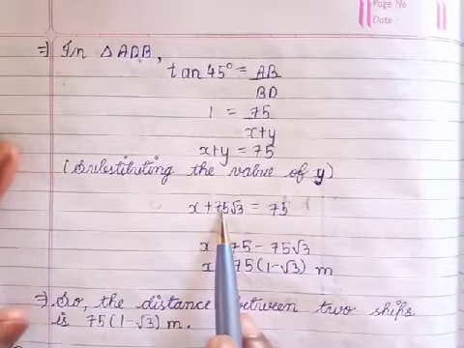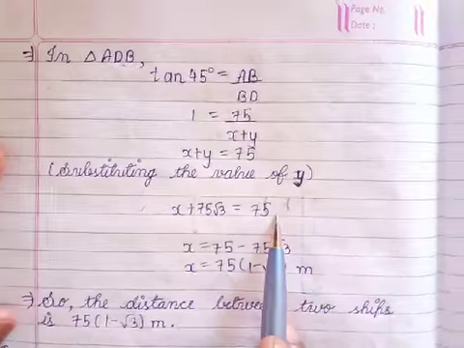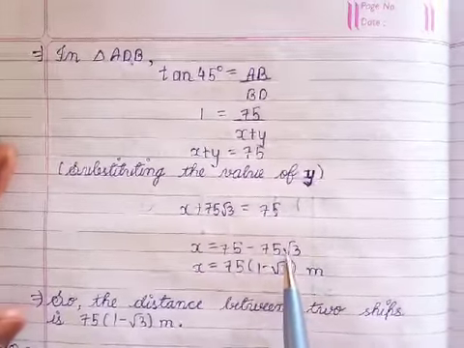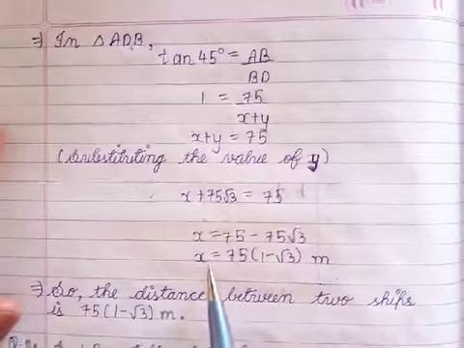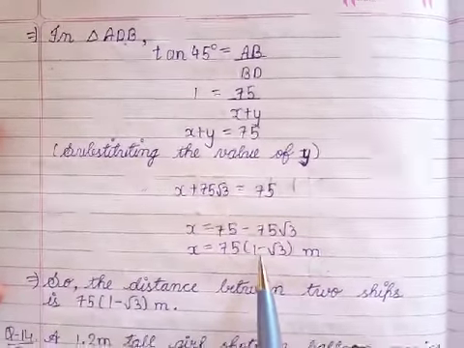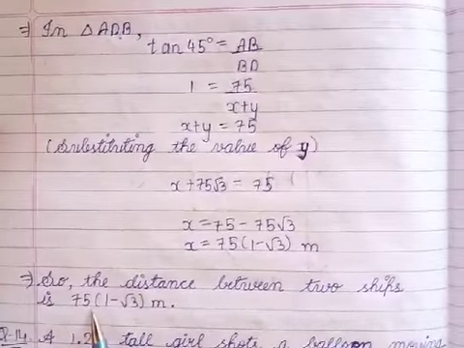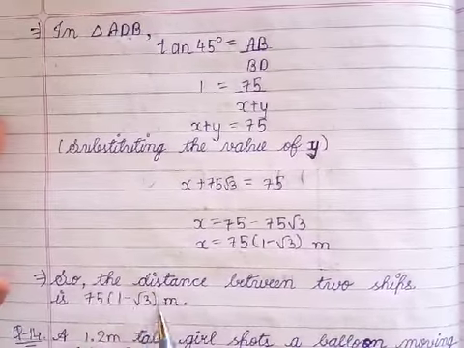This plus will move to the other side, it will be minus. So x is equal to 75 minus 75 root 3. So 75 will be taken common, so x is equal to 75 in the bracket 1 minus root 3 meter. So the distance between the two ships is 75 in the bracket 1 minus root 3 meter.